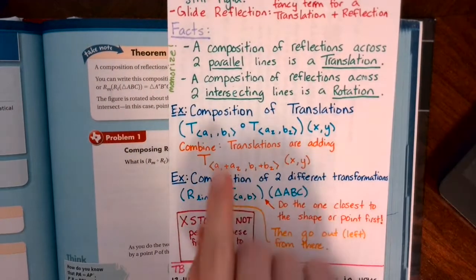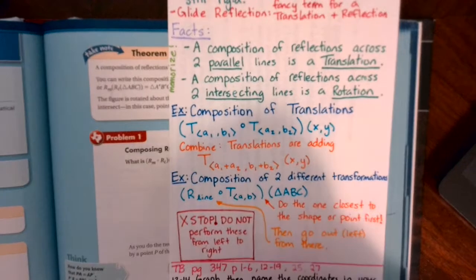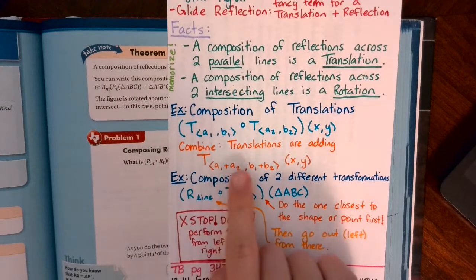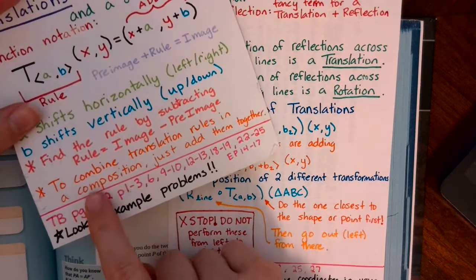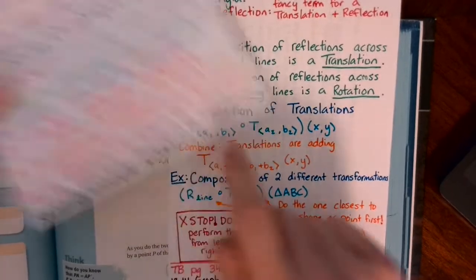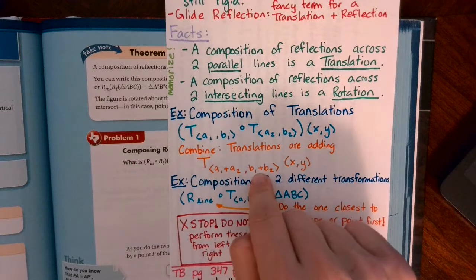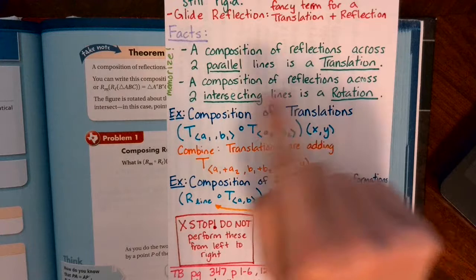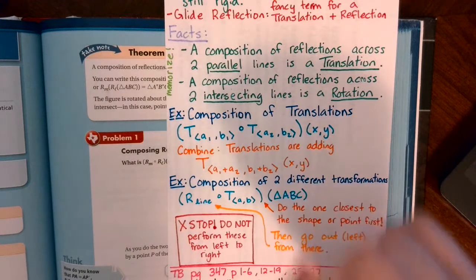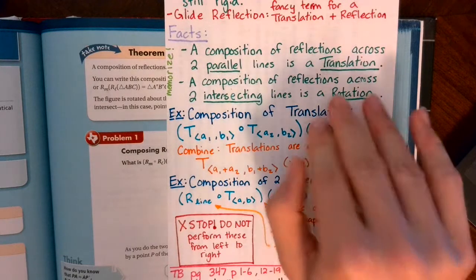Next up, we have composition of translations. This we technically already learned about in here. To combine translation rules in a composition, just add them together. Just add your A's together, add your B's together. We've already been doing this. So there's really nothing new here as well. So there's two things to memorize, nothing new here.